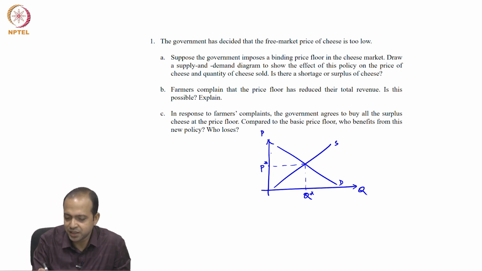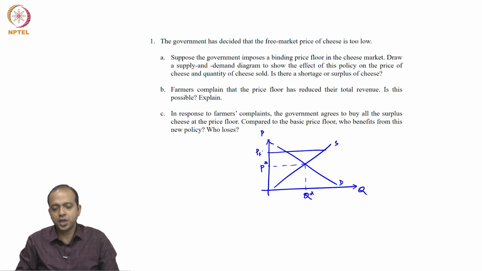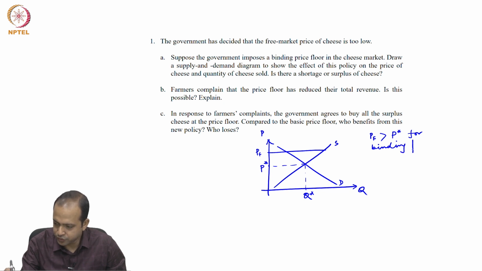So, let us say that this PF is the floor price. Okay. So, PF must be greater than P star for a binding price floor, that we have to keep in mind.